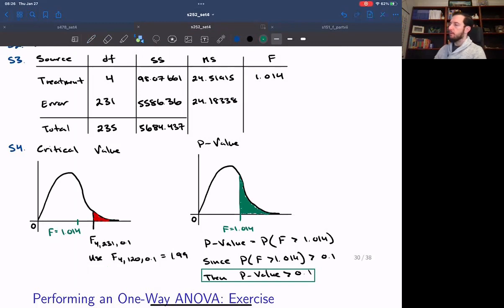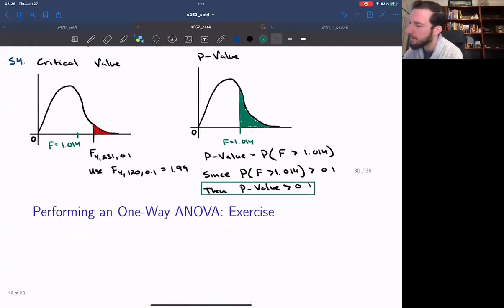Right. And again, we're using the same degree of freedom for the p-value that we did for the critical value for the exact same reason. There is no table that gives us 231 for the second DF. So we round down. In this case, we round down to the highest available number, which is 120. Any questions?